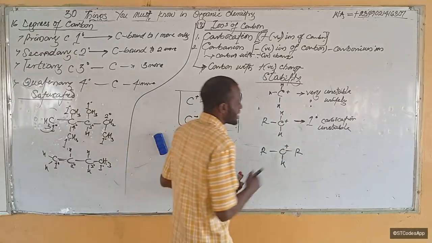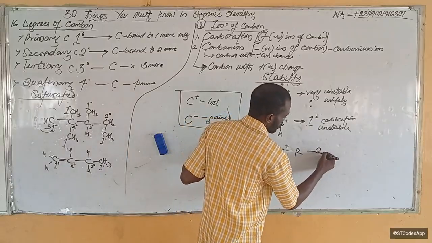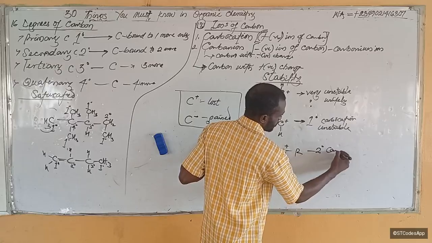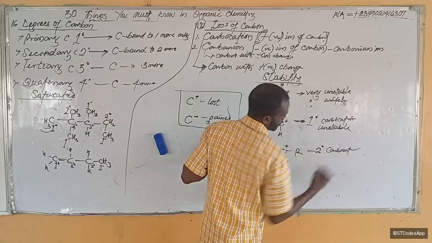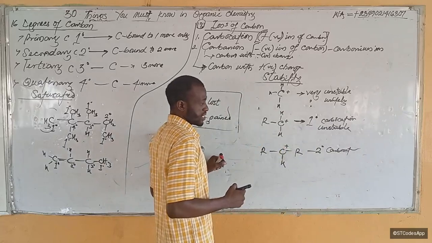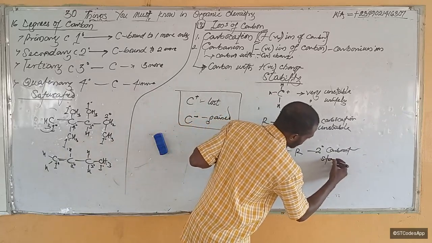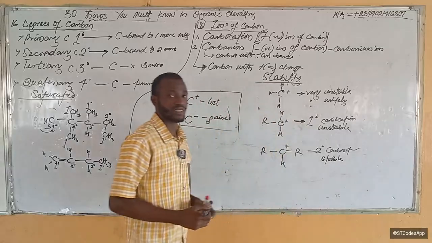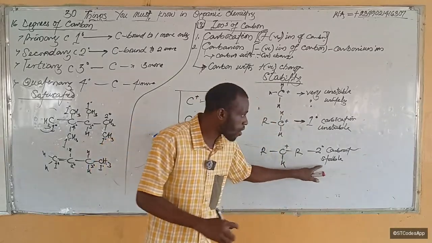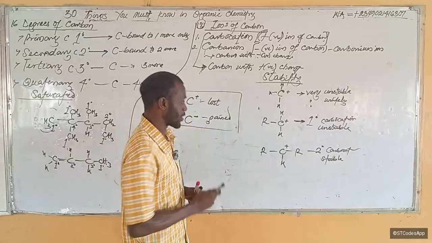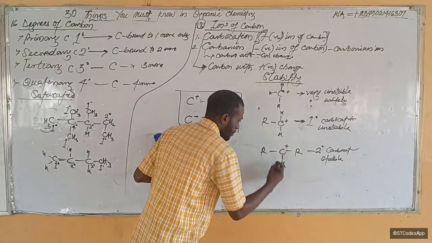So what about this guy? This guy is now called a secondary carbocation. Do you understand? Now this one is quite stable. This one is what? Stable. Why is it stable? I'll tell you why. Just follow me.